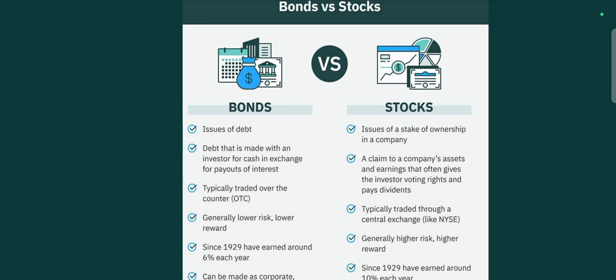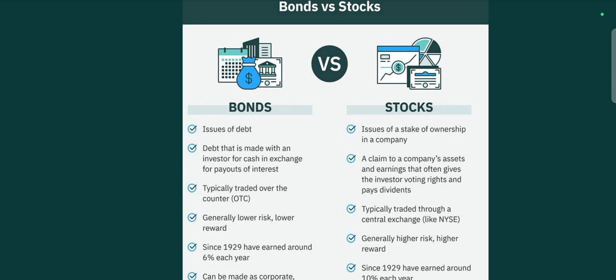Second, bonds are debt that is made with investors for cash in exchange for payouts of interest. And in stocks, there is a claim to a company's assets and earnings that often gives investors voting rights and pays dividends. Third point, bonds are typically traded over the counter, which means OTC. And stocks are typically traded through a central exchange like the NYSE.